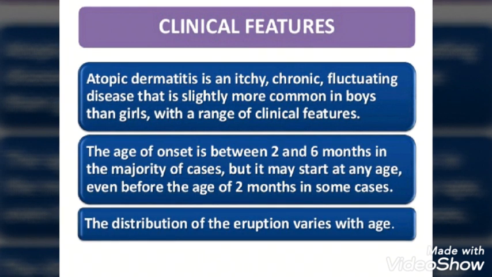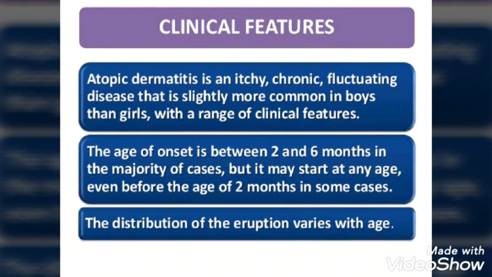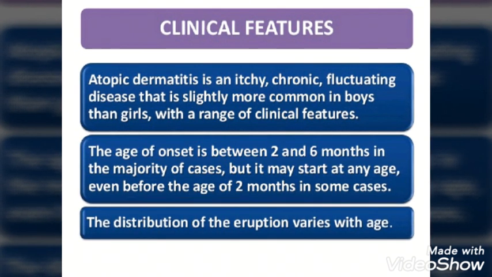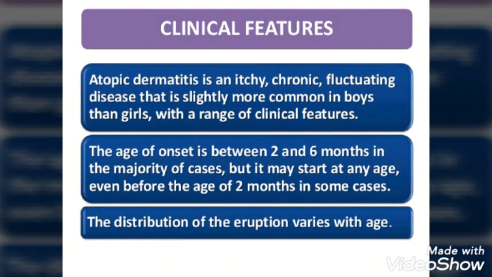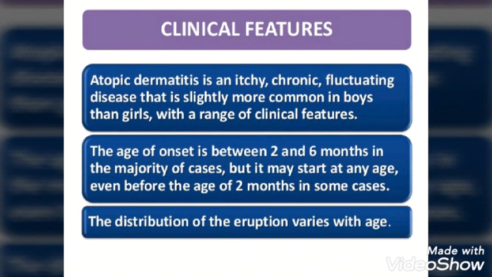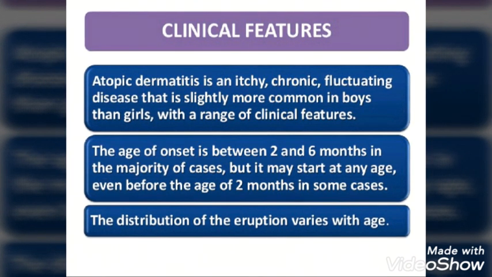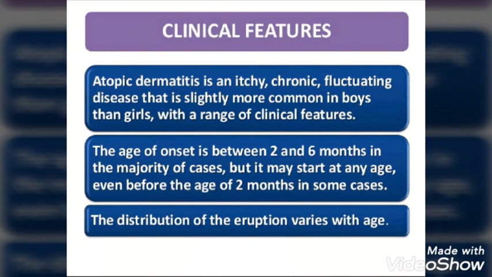Atopic dermatitis is an itchy, chronic, fluctuating disease that is slightly more common in boys than girls, with a range of clinical features. The age of onset is between 2 and 6 months in the majority of cases, but it may start at any age, even before the age of 2 months in some cases. The distribution of the eruption varies with age. So mainly this is divided stage wise, that is infants, children and adults.